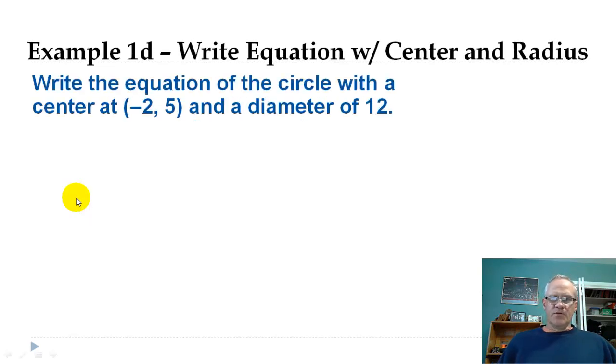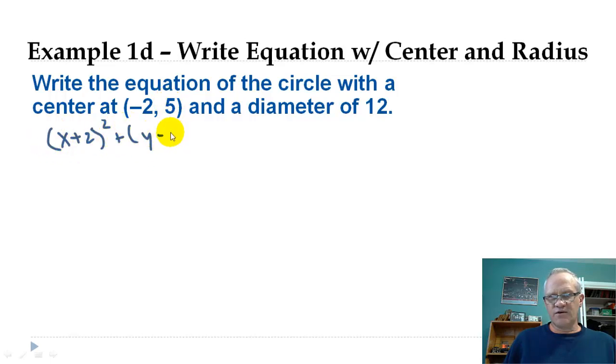Write the equation of a circle with a center at (-2, 5) and a diameter of 12. Okay, well, let's just start plugging this in, just like we've done before, right? So x minus h, well, h is -2, so that's going to be plus 2. And then y minus 5 equals the radius squared. Oh, but hold on a second. This told me that we have a diameter.